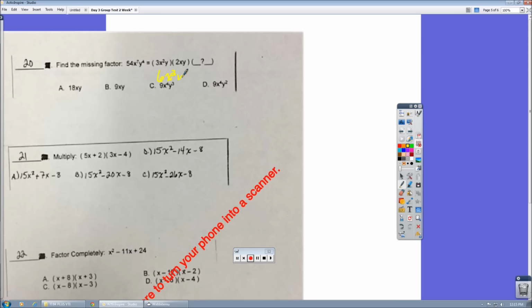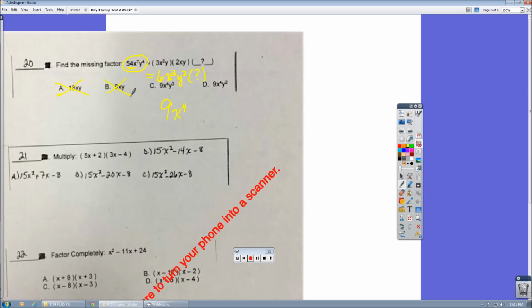3 times 2 is 6, x squared times x is x to the 3rd, y times y is y squared. We're trying to figure out what we can multiply to get that answer that we just circled. Start with the obvious, the numbers. 6 times 9 is 54. 9 times 6 is 54. We cross out A. Now remember, when you're multiplying with exponents, you're adding.